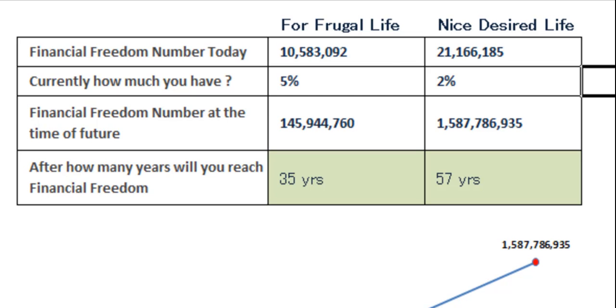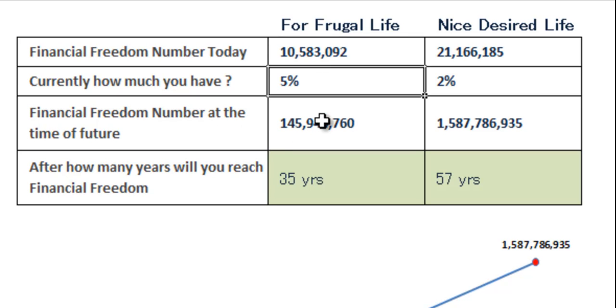So your financial freedom number is 1 crore 5 lakh rupees. Sorry, how much is it? Yeah, 1 crore 5 lakh rupees. So if you have 1 crore 5 lakh rupees today, then you will be able to live a frugal life. You will be financially free for a frugal life. But currently you just have 5% of that, right? You remember that you put that you have assets worth 5 lakh only. So it is just 5%. You only have 5% of your financial freedom number.